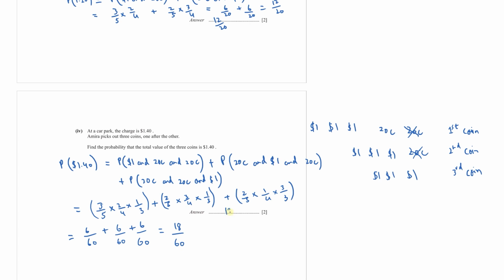So this is the probability that the total value of 3 coins, if you pick them at random, is $1.40. So this is the end of paper 2, variant 2 for October/November 2016.